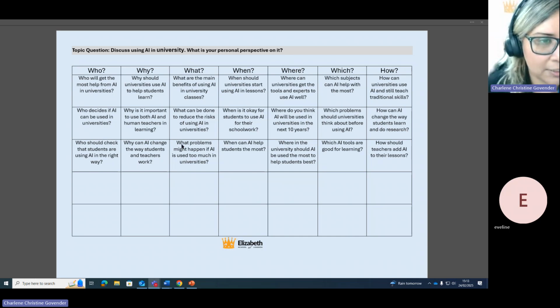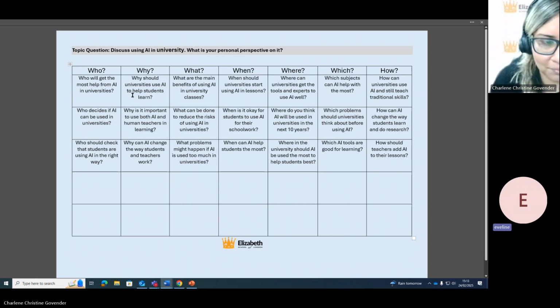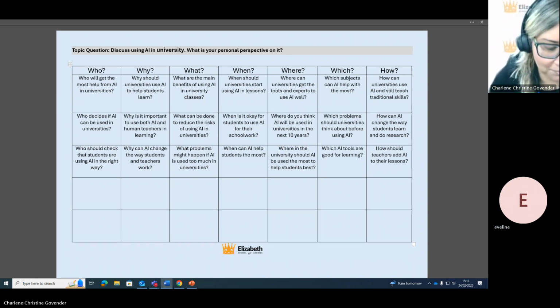So let's look at answering the first question. Who will get the most help from AI in universities? Now, Evelyn, who do you think this is going to be? Lecturers, students, staff? I think all. So all, everyone in university. Okay.